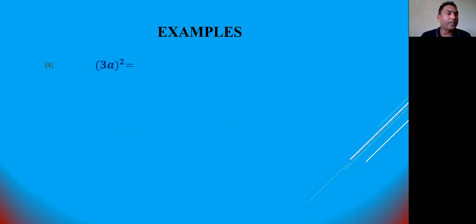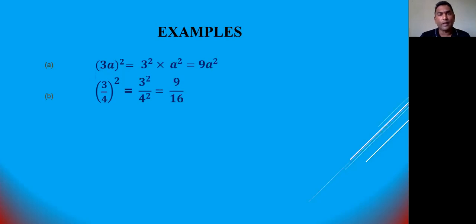First example, 3a bracket power 2. Here this 2 belongs to both 3 and a. So it becomes 3 power 2 times a power 2. It is equal to 9a squared. Second example, 3/4 power 2. Here this 2 belongs to both 3 and 4. So it becomes 3 power 2 over 4 power 2. It is equal to 9 over 16.